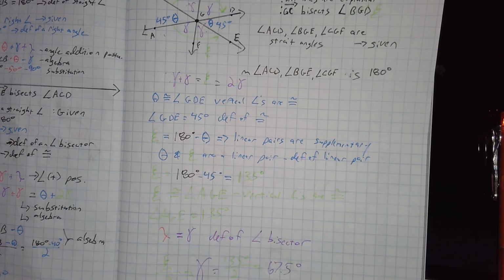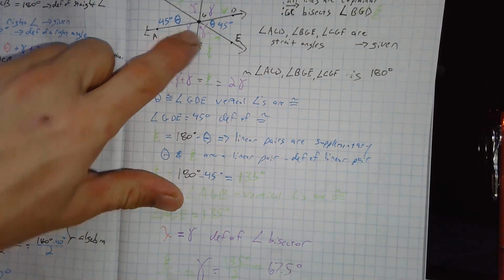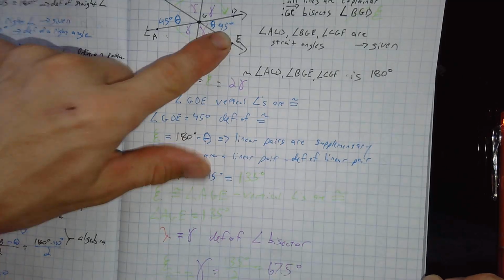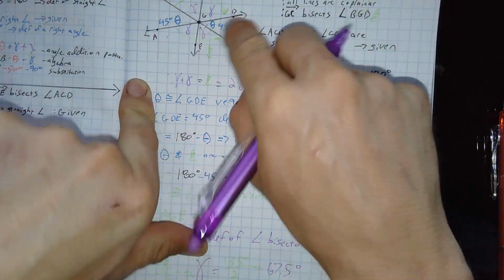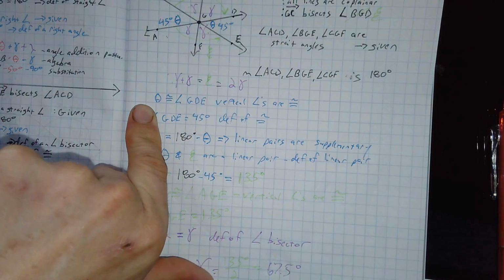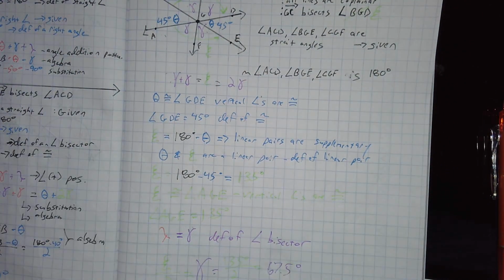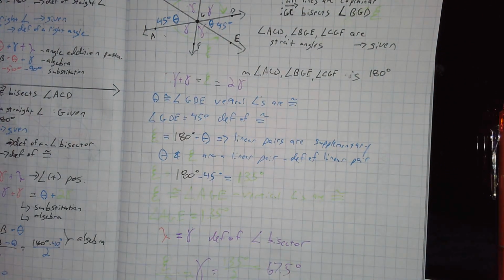67.5 degrees. 67.5 plus 67.5 is 135, plus 45 is 180. 180 on this side, 180 on this side is 360 degrees, and it comes full circle. So that's a good one. I like that one. That was fun, right?